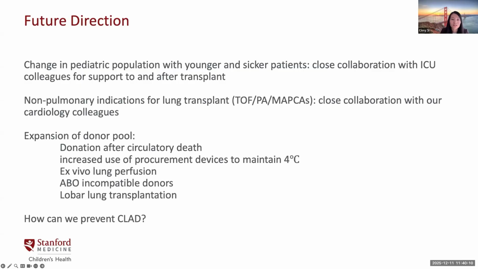And ultimately, how can we prevent CLAD so that these patients who are transplanted early in life can live into adulthood? I don't necessarily have the answers to that, but these are things that I ponder as I take care of these patients.